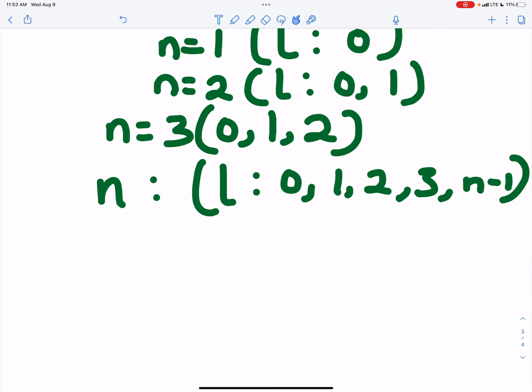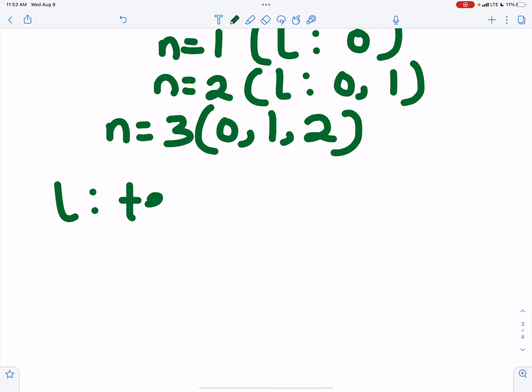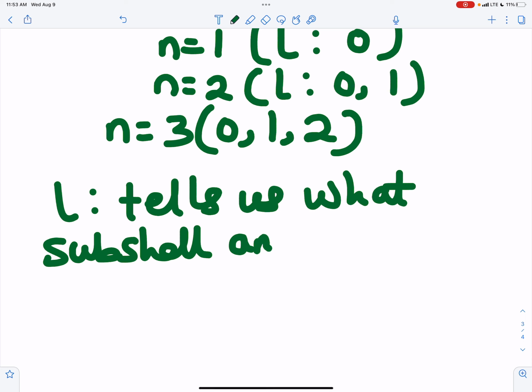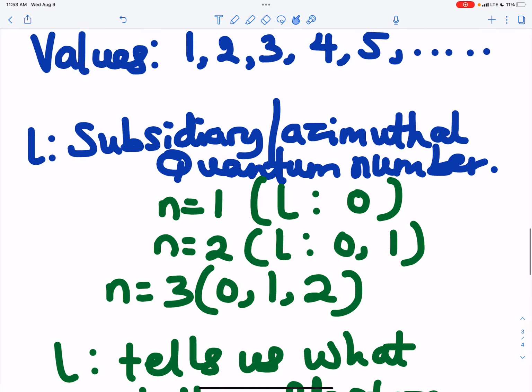Another thing we need to mention here is the essence of L. What's the essence of L? L tells us the subshell of an electron. L tells us what subshell an electron belongs to.